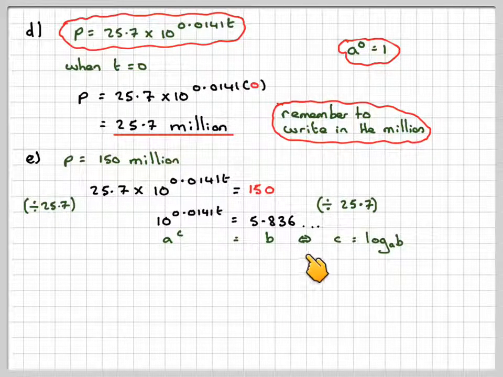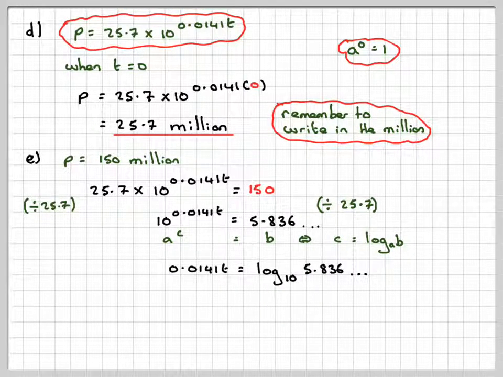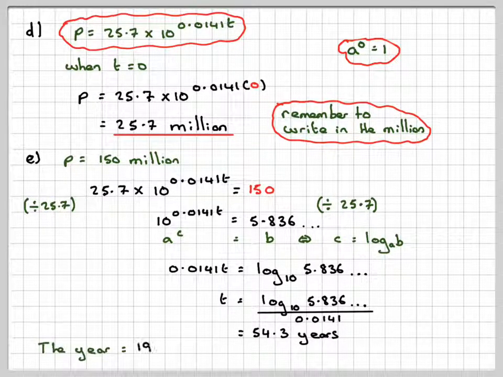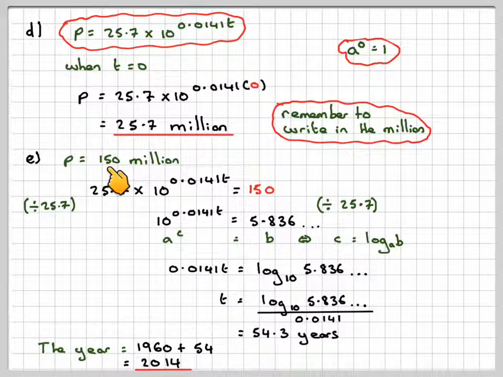A to the c is equal to b will imply that c is equal to log a of b. So 0.0141 t, the power, will be equal to log to the base 10 of 5.836, and therefore t will be log to the base 10 of 5.836 divided by 0.0141, which gives me approximately 54.3 years. We wanted the actual year, so the actual year will be 1960, because that's when we began, plus 54, which is the year 2014. The population will reach 150 million in that particular model.